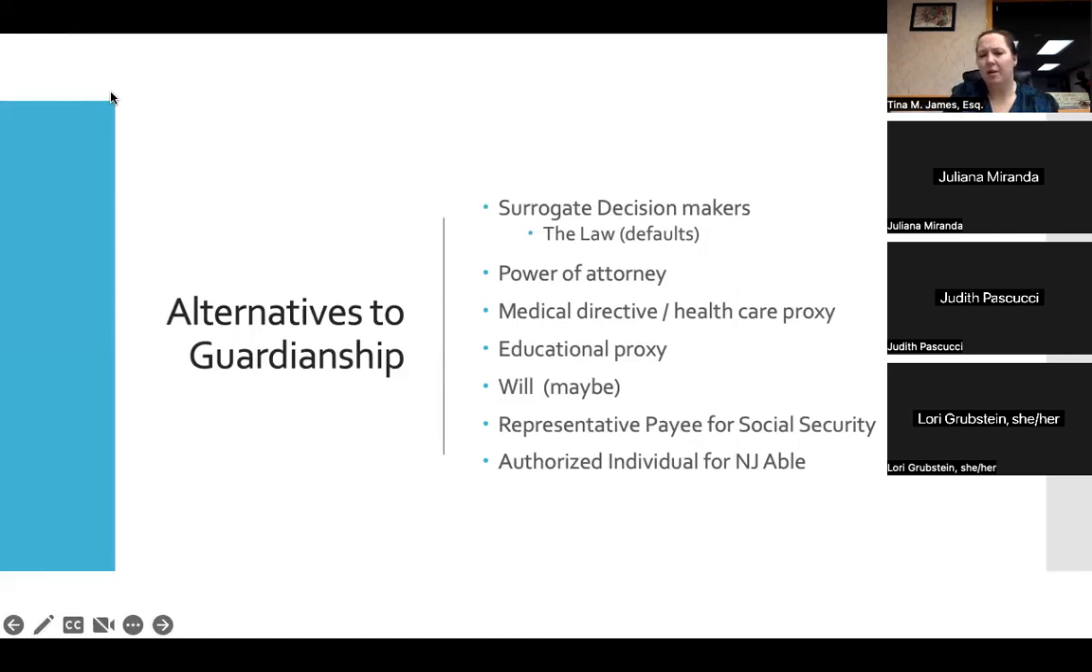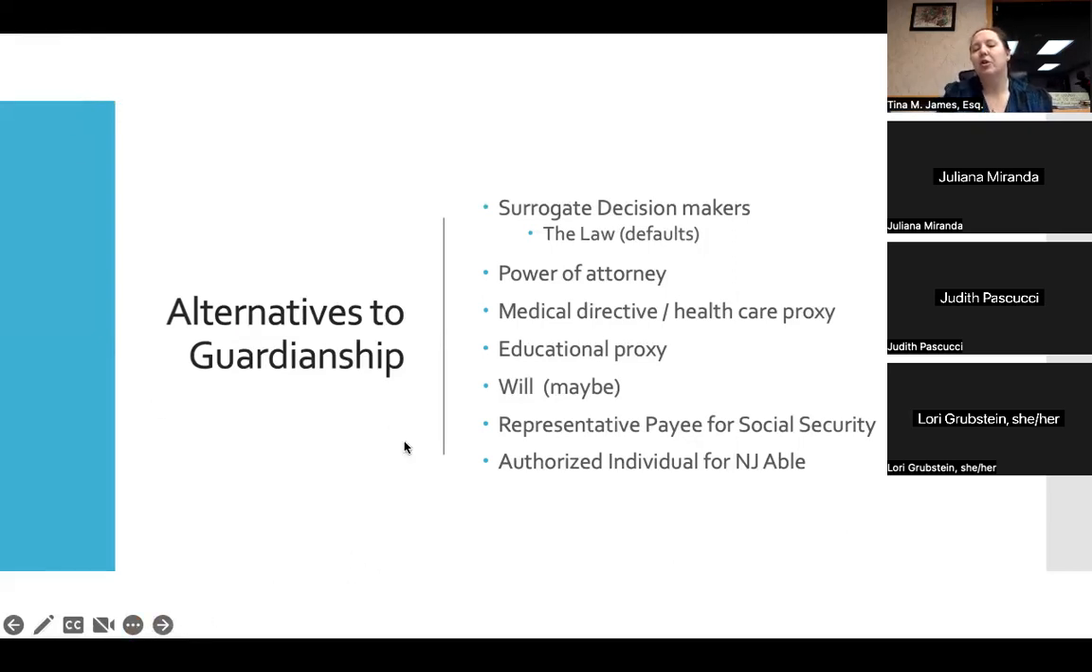If guardianship's not appropriate, and even when it is, Social Security requires a representative payee, right? You can be the representative payee and be that person that collects that Social Security money for them on their behalf and pays for their expenses every month and files the reporting that's required for Social Security. Now, New Jersey ABLE accounts, instead of calling it a representative payee, call it an authorized individual. Same concept. It's the person that can help out and help manage that account for them, right?